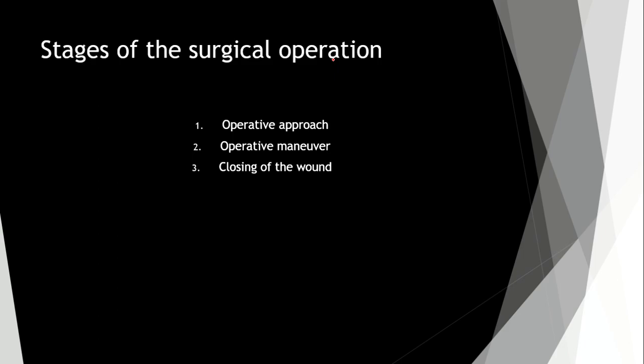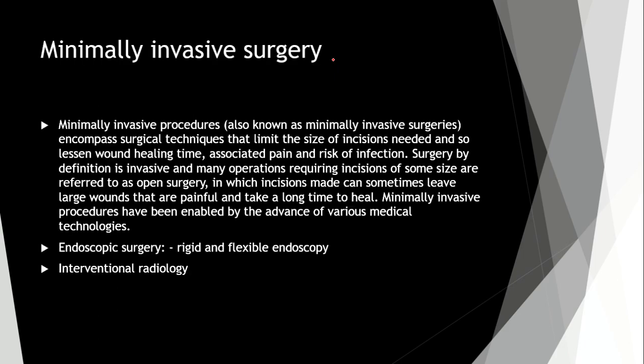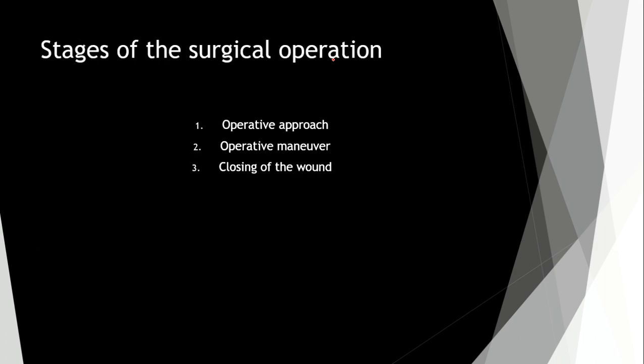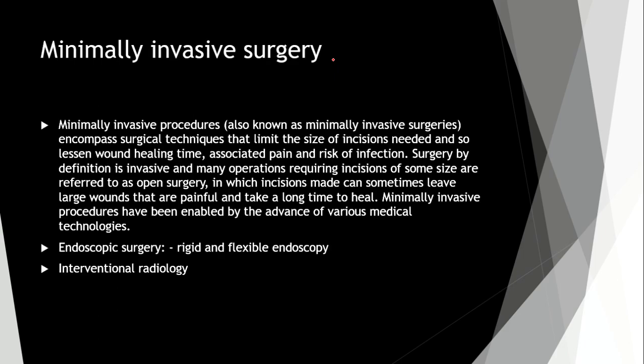We have 3 stages in every surgical operation: operative approach, operative maneuver, and closing of the wound. The operative approach must give us visual access to the organ on which we operate. Operative maneuver is the exact deeds with the organ or site, and in closing of the wound, we repair all tissues which we damaged during the surgery.